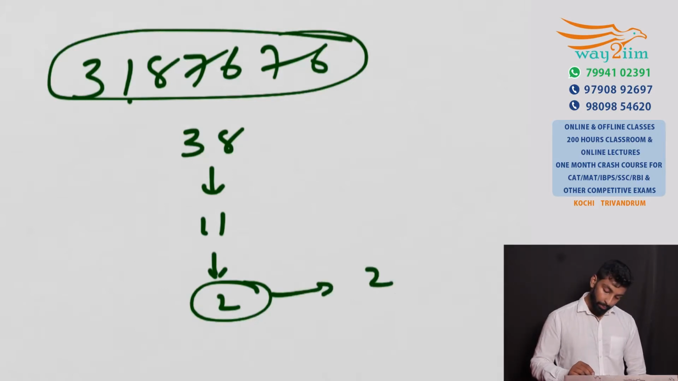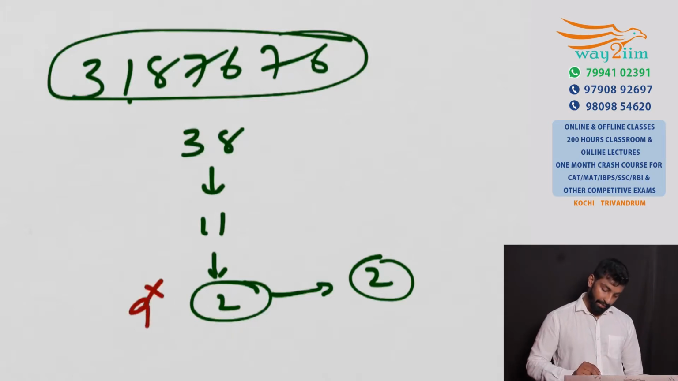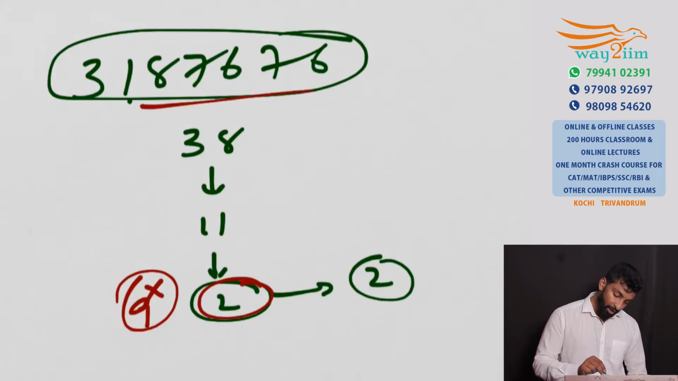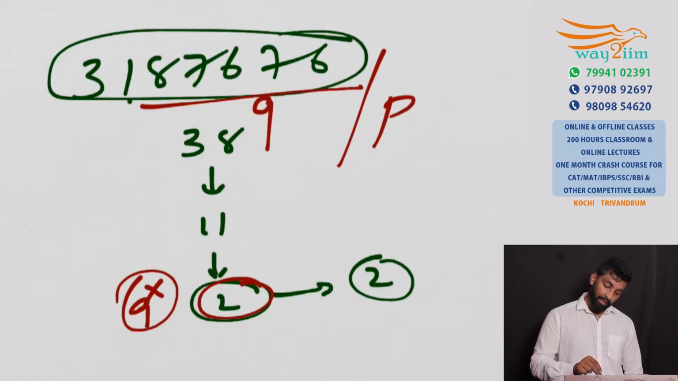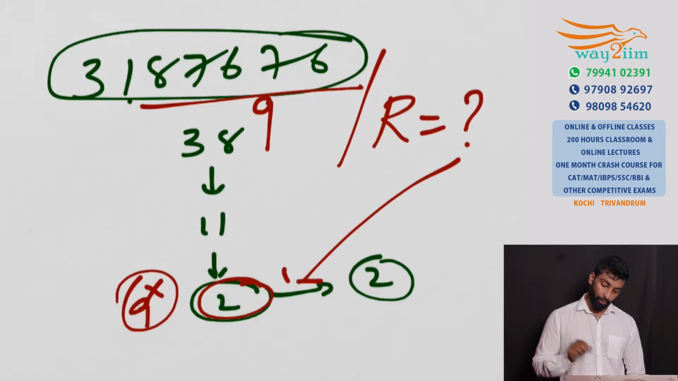You got 2. What does this mean? Firstly, you are not getting 9. That means the number is not divisible by 9. Secondly, you got 2, which means when you divide this bigger number by 9, the remainder you are going to get is 2. So you can conclude that there are 2 extra from a multiple of 9. That is what you mean by remainder.